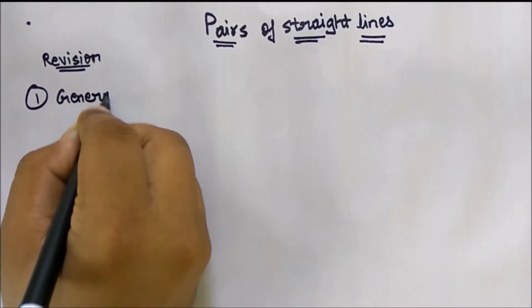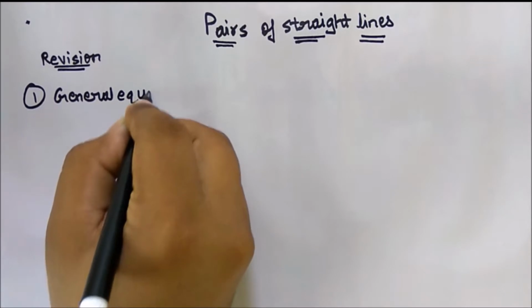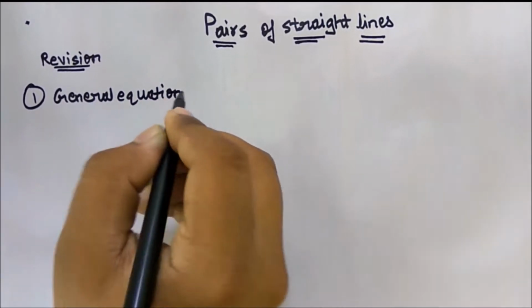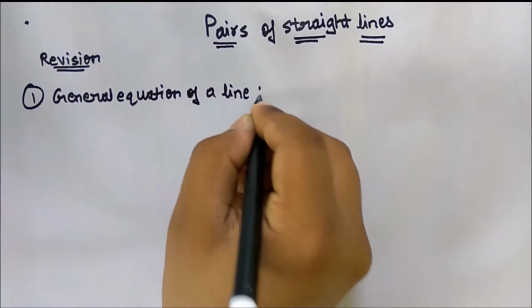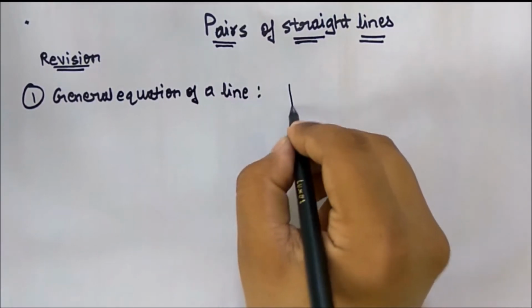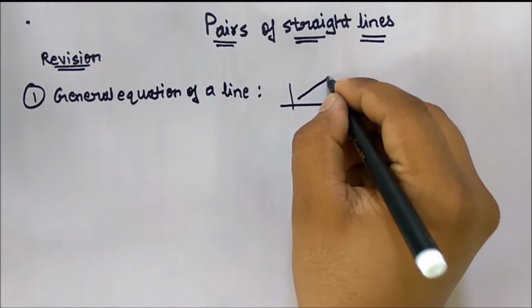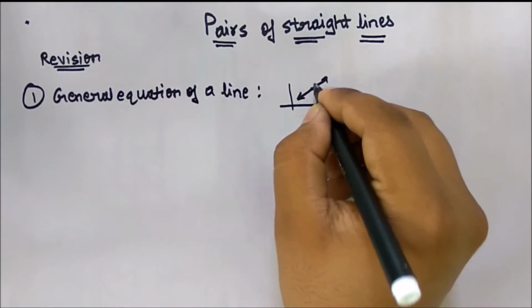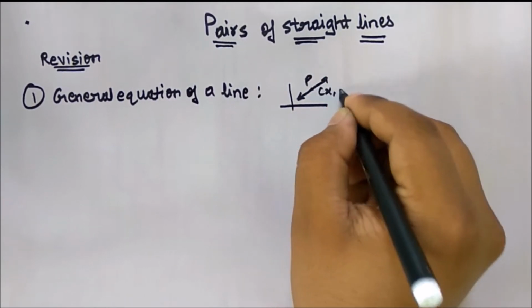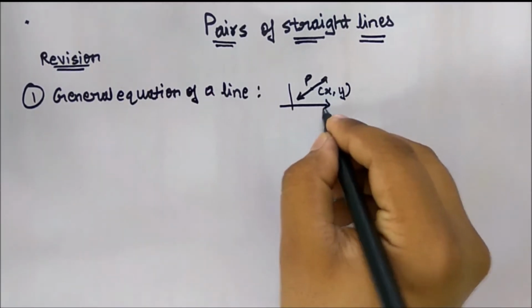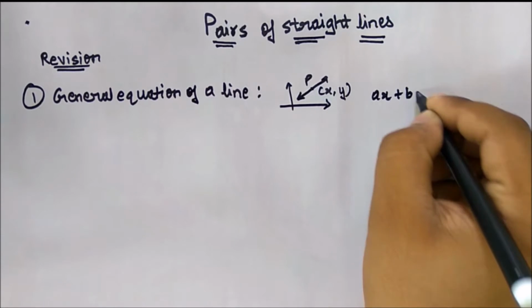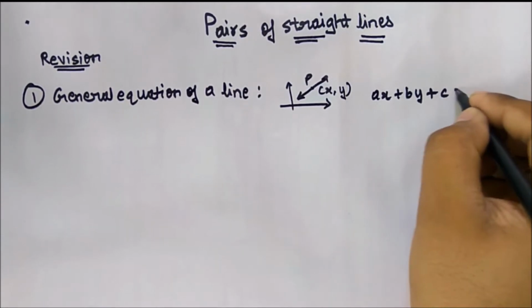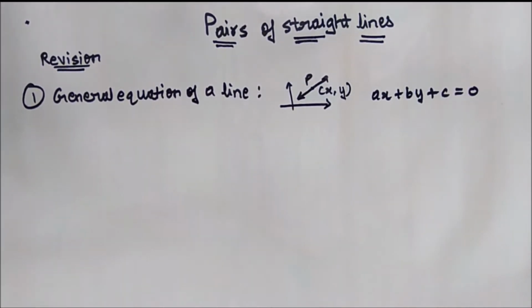General equation of a line in Cartesian coordinate system. If this is a line and this is any point P, say (x, y), then the general equation is given by ax plus by plus c equal to 0.